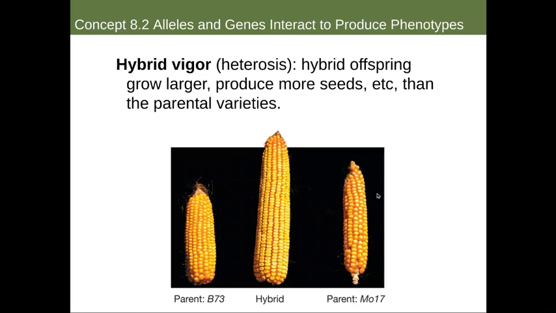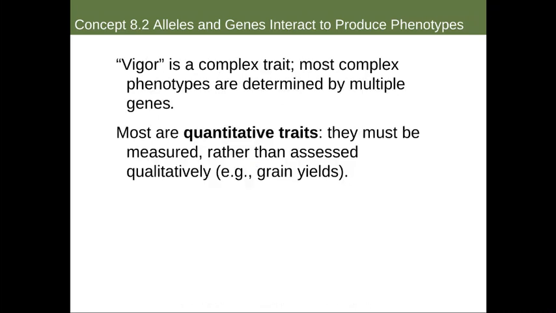You can see that this stalk is slightly longer, but has fewer seeds. This one has more seeds, but is shorter. We hybridize them, and they produce this larger corn stalk, which, the larger the plant can become, the more profitability there is for the farmer.